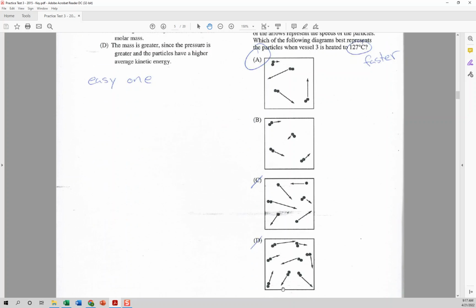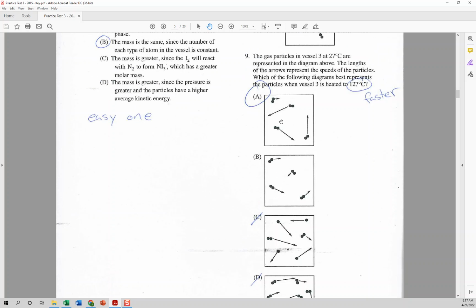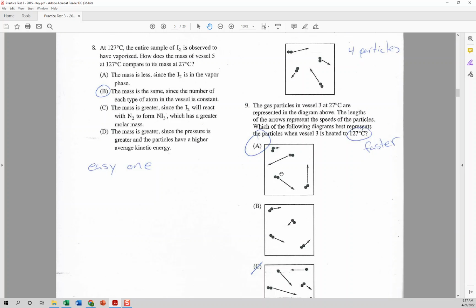So we know it's not C or D, okay? So it's either going to be B or A, and B shows shorter arrows on average. So that would be if we decrease the temperature. So it would have to be A. We'd have to have, on average, greater arrows. So A, okay.